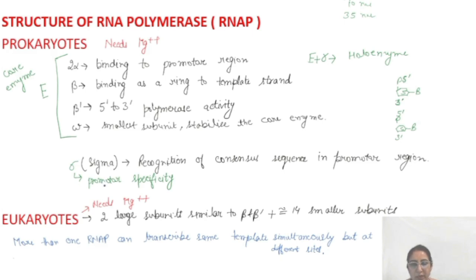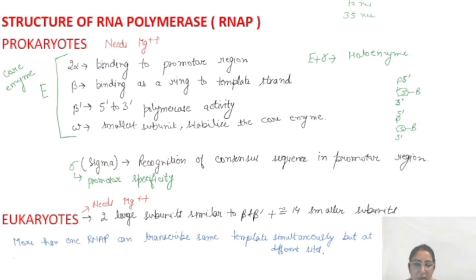So, it provides the promoter specificity. What are the other parts? The other part is the core enzyme. The core enzyme has many subparts: it has the 2 alpha regions, then beta region, then beta 1, and then the omega.